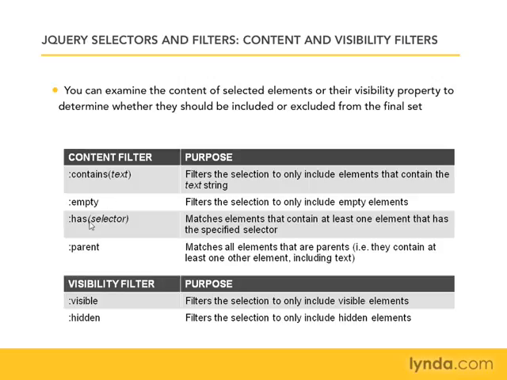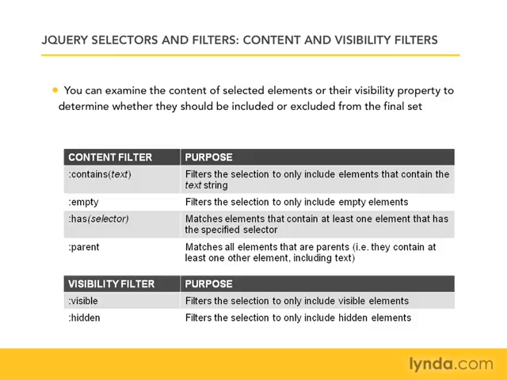The next one, the has filter, you pass that a selector, and this will filter elements in the result set that contain at least one element that matches this selector that you give it. And finally, there's a parent content filter that says only match elements in the result set that are themselves parents. For example, they contain at least one other element, including text elements.